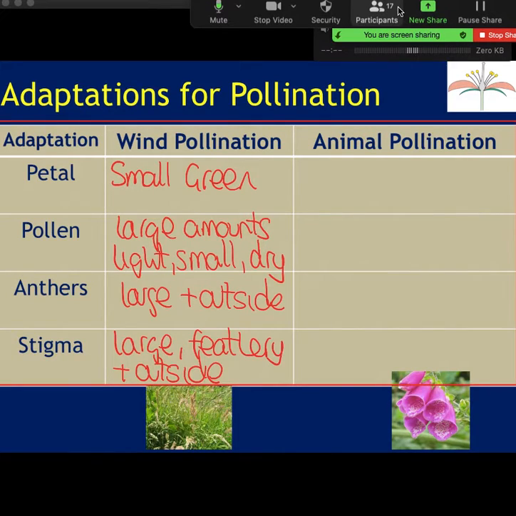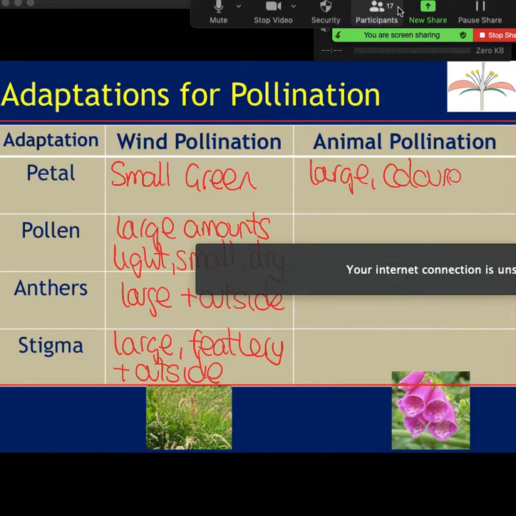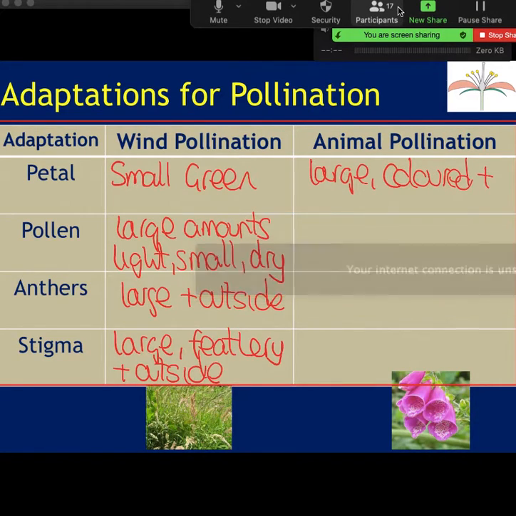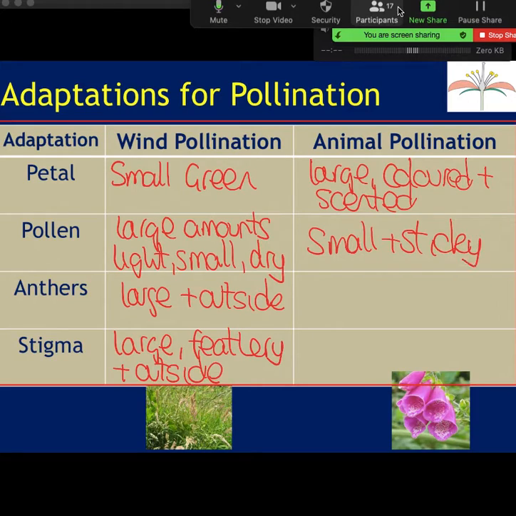And animal pollination is pretty much the opposite. So usually they will be large petals, coloured, and scented. The pollen will be small, but it's going to be really sticky now because you want it to attach onto the animal.